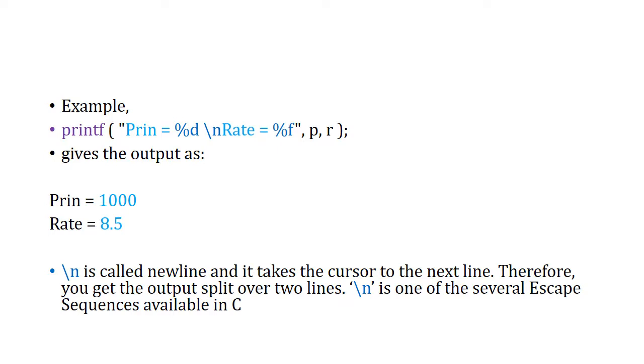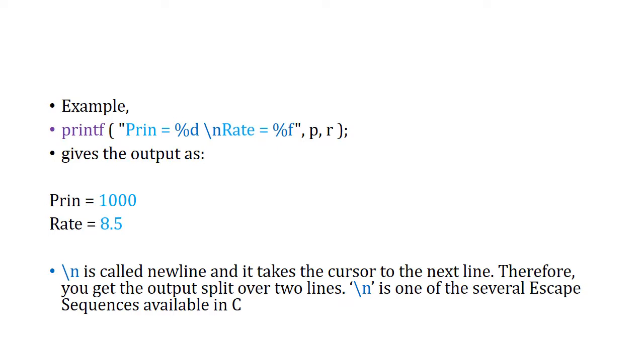So I will write down printf. Within this double quotation, I will write down "p is equal to %d". %d represents an integer, so this %d corresponds to the principal value, since our principal value is an integer value. Then we have a backslash n. Backslash n is used for changing the line. So we now change the line.